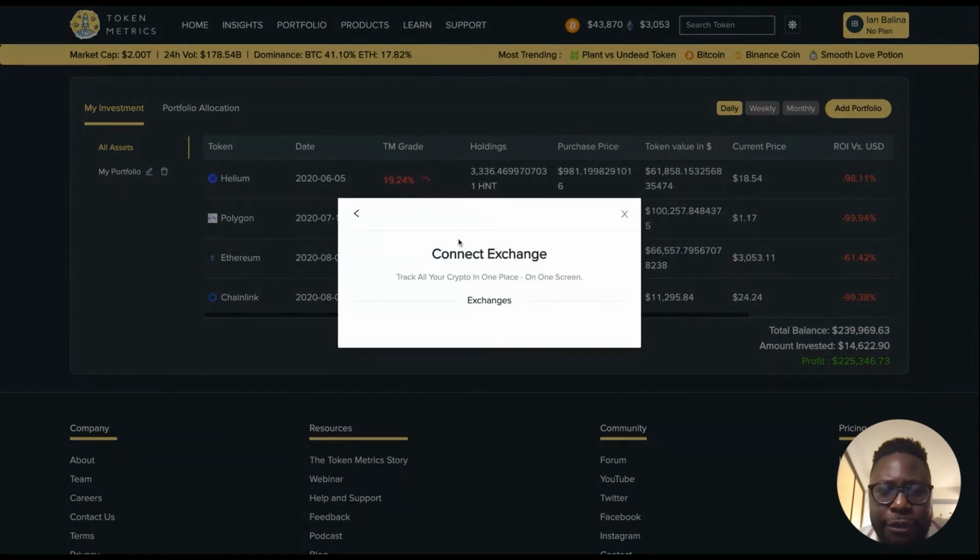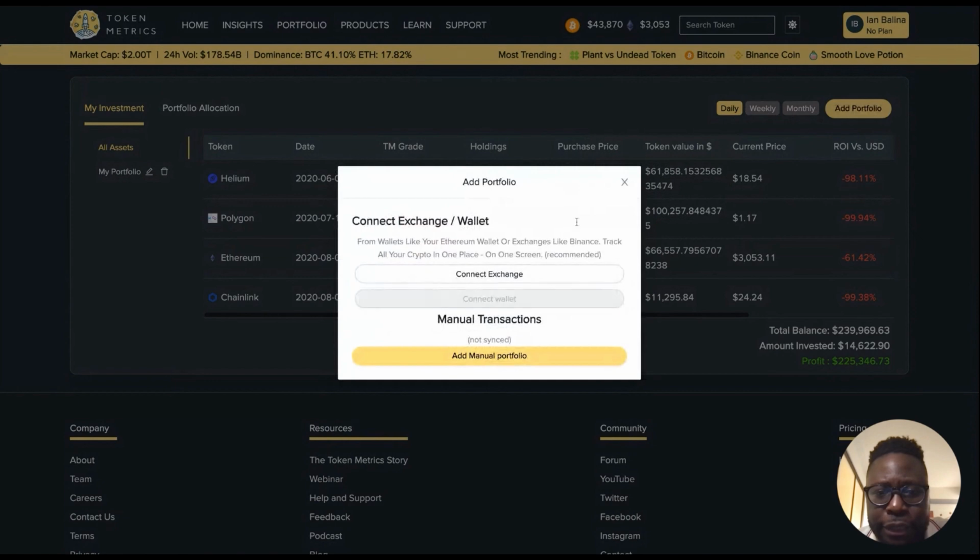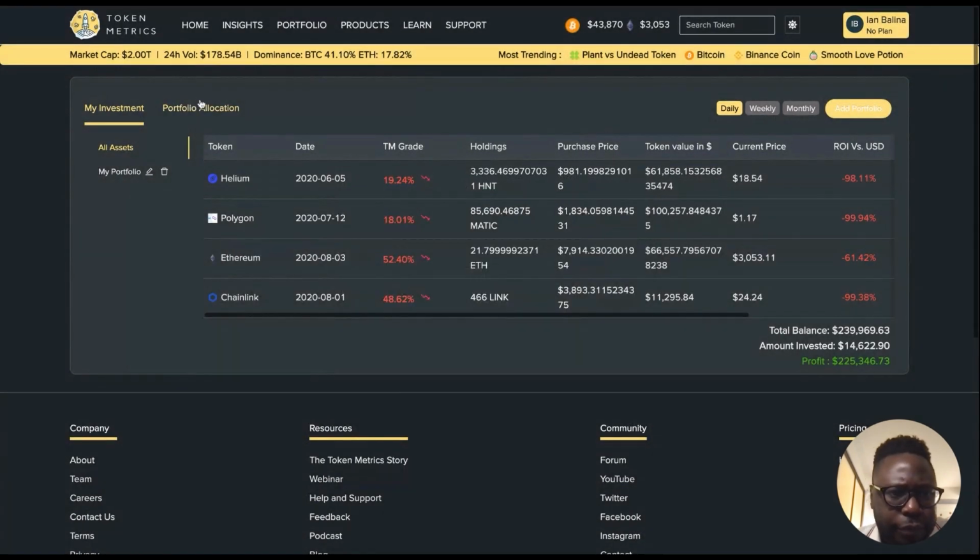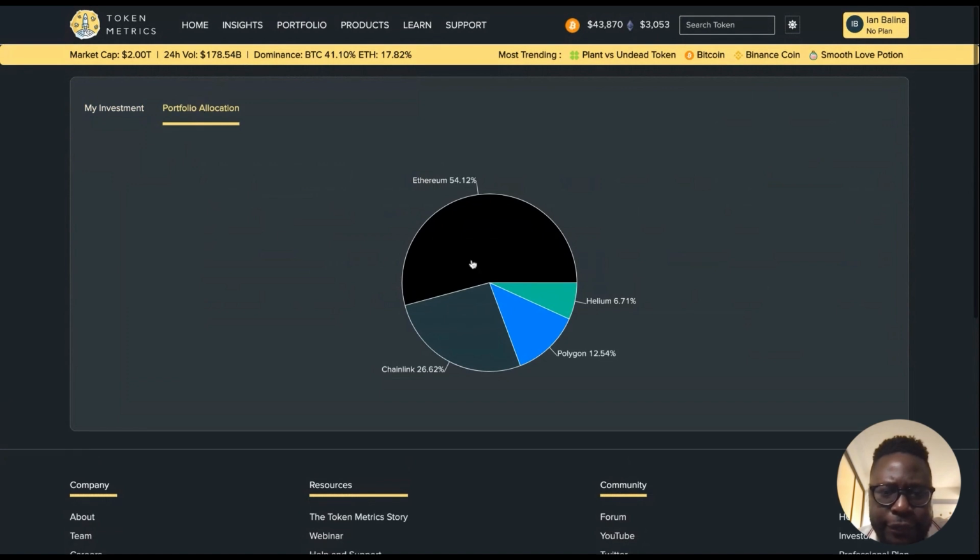This is not available yet because it's not launched yet, but we'll have all the top exchanges, so Binance, Coinbase, all that, and also the ability to add your wallets. So this will be a lot easier for you to import your data into Token Metrics. And then, as usual, portfolio allocation.